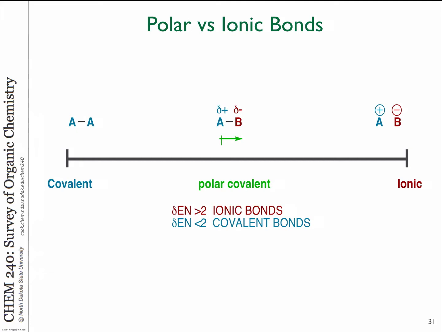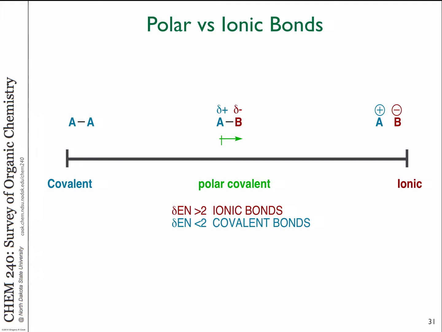So we can have polar covalent bonds, which give rise to how molecules might interact with each other based on polarities, and how the reactivity might happen. And one of the key things in organic chemistry is predicting how molecules react.